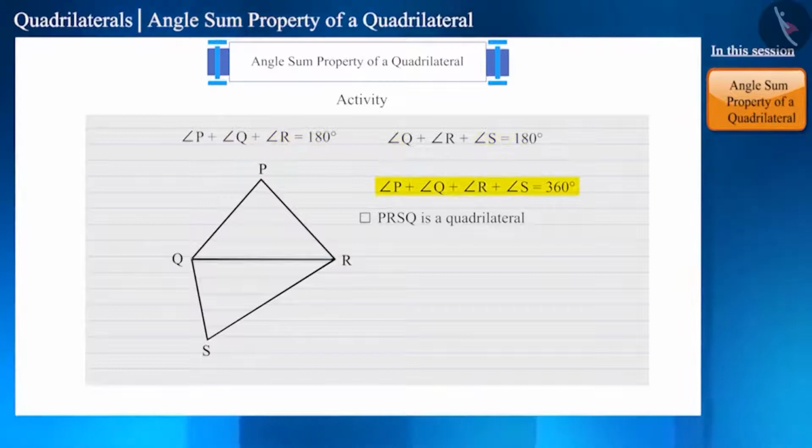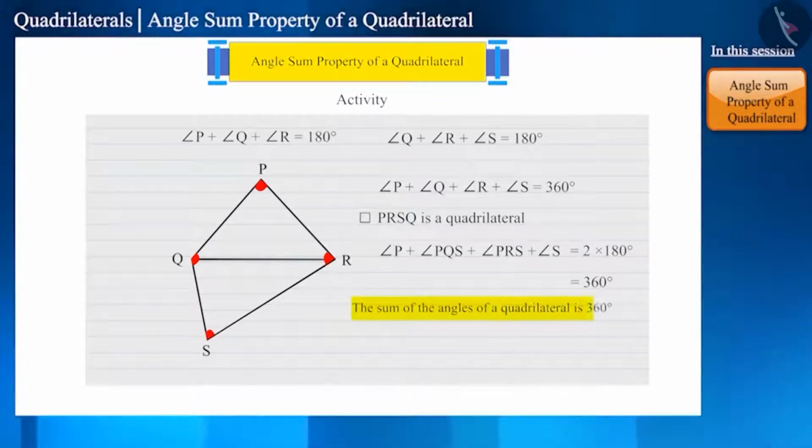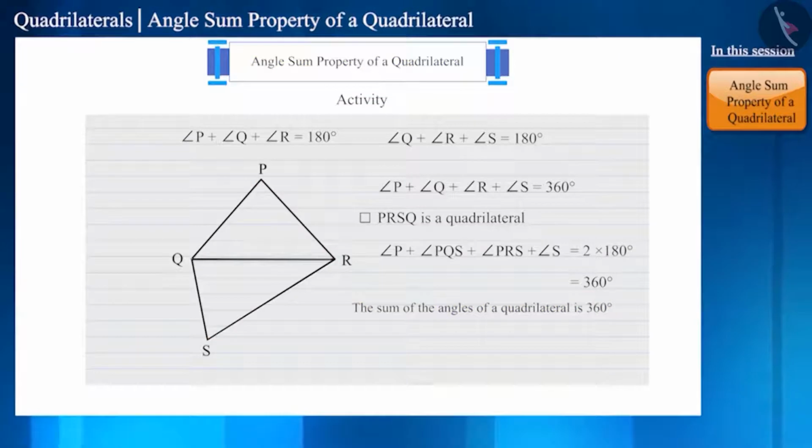In comparison to the triangle, a quadrilateral has one extra angle, but the sum of the angles of a quadrilateral is 2 times the sum of the angles of a triangle. This is what we call the angle sum property of a quadrilateral. We tested this property through an activity. Let us now try to prove it mathematically.